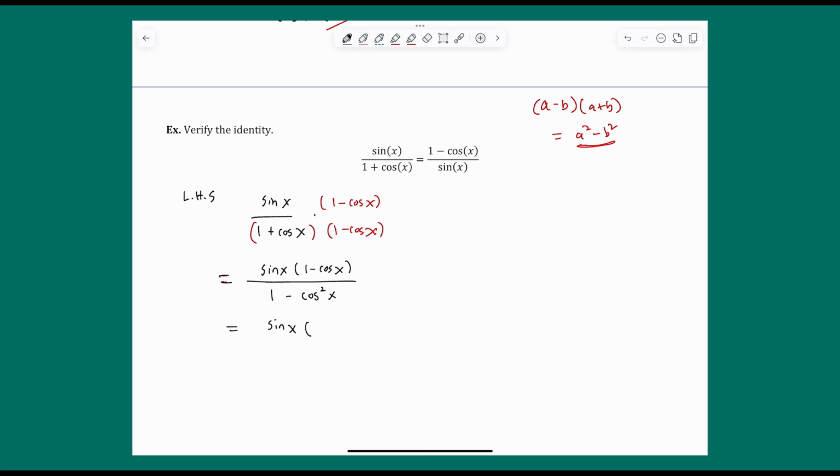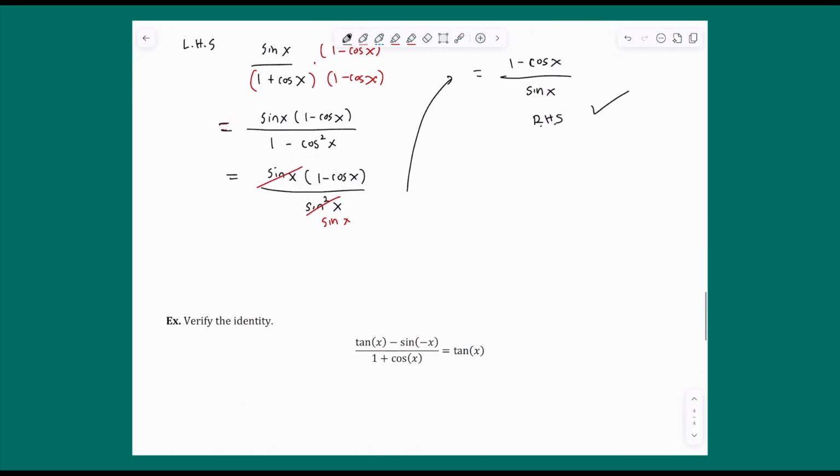So on the top we still have sine of x, and then 1 minus cosine of x, all over sine squared of x. And we can see we're going to cancel one factor of sine of x. And so what is that? 1 minus cosine of x all over sine of x, which is exactly what we wanted to show. So let's check.